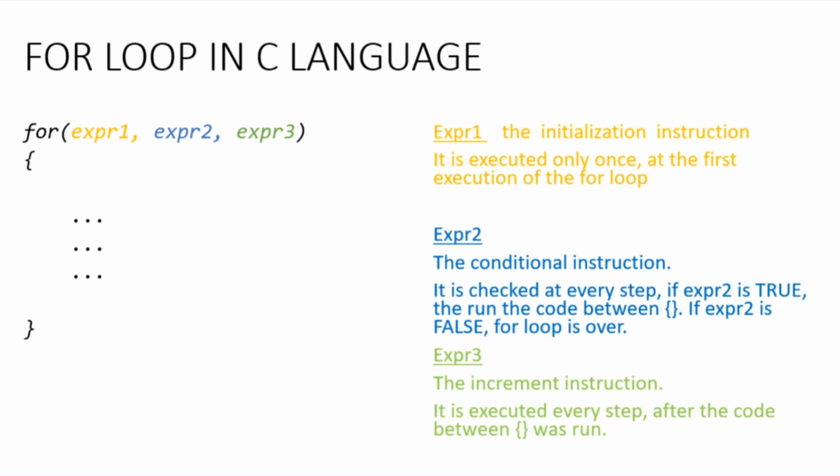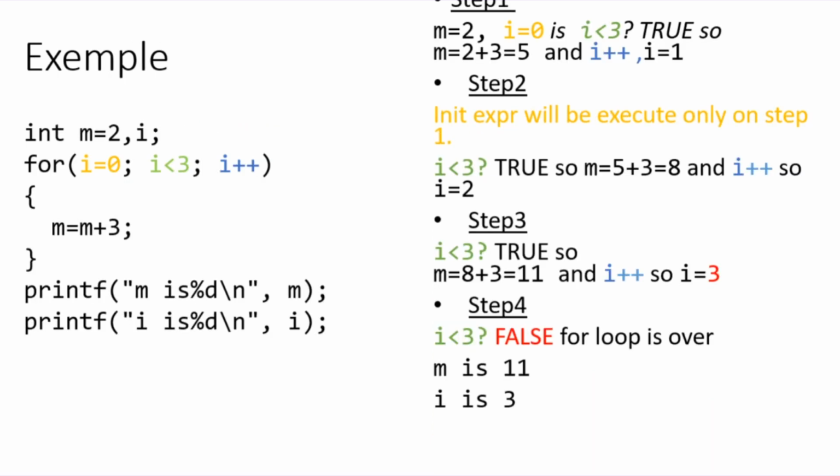Now let's take a practical example and find out together what result the following code will have. We see that on the first line, we declare an integer variable called m, and we initialize it with the value 2. Then we have the for loop. With yellow, we have the initialization expression that is executed only once, so at step 1 we declare and initialize i with 0.